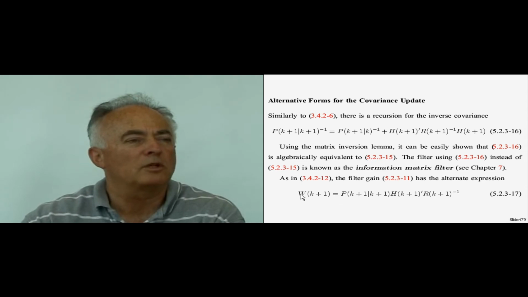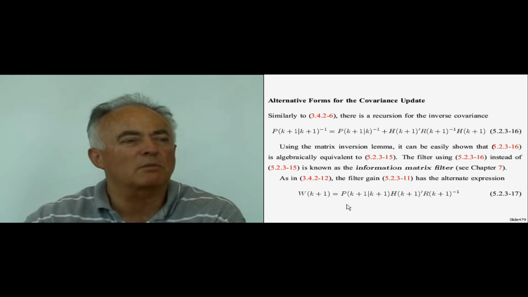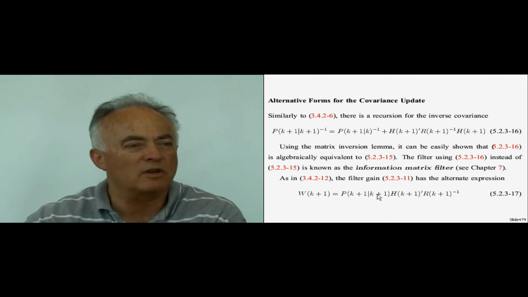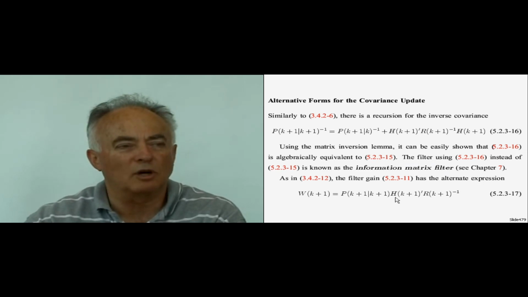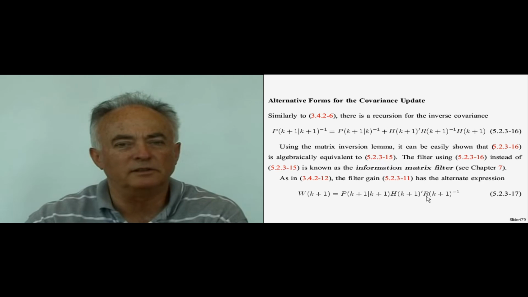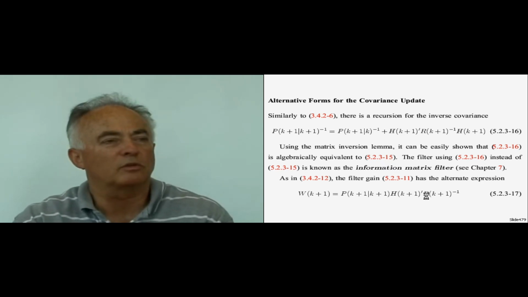One more comment about the filter gain, the W k plus 1, which was expressed in terms of P k plus 1 given k, H k plus 1 prime, S k plus 1 inverse, is really the same thing as P k plus 1 given k plus 1, H k plus 1 prime, R k plus 1 inverse. So, if you have here a prediction, here you have the S. You have here an updated covariance, you have here an R. The two equations are again algebraically equivalent.